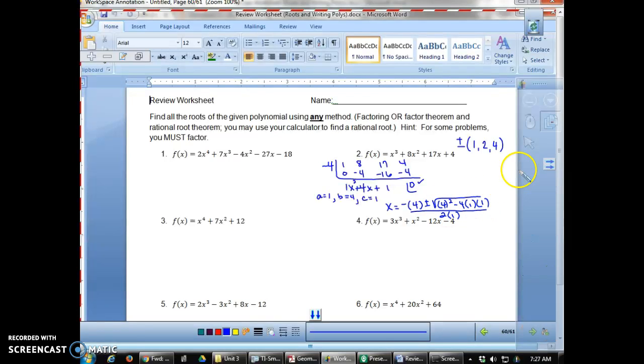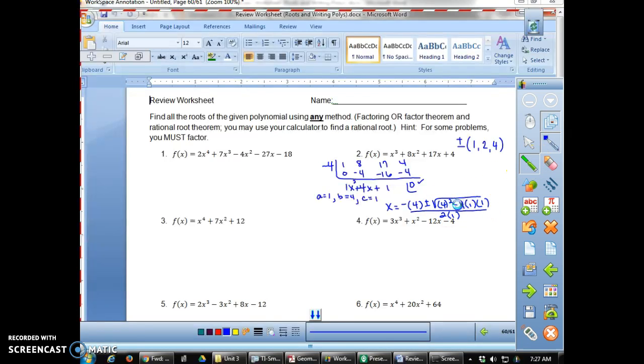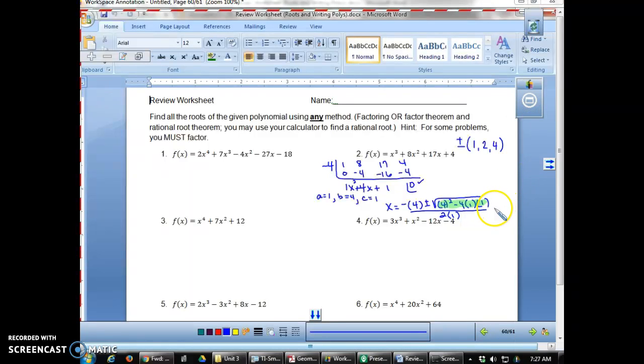And I can do all of this. The radicand is what it's called. Okay, it's also your discriminant. I can do all that in the calculator if I want to, but it's going to be 16 minus 4, which is going to be 12. So I'm going to do a little simplification here. -4 plus or minus the square root of 12 all over 2.